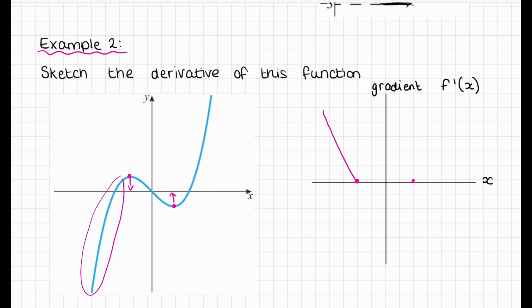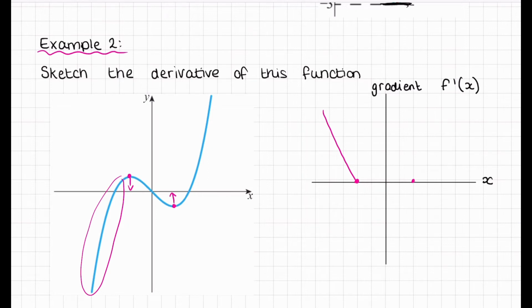And if we think about this part, the gradient is getting less and less and less as we get to the stationary point, because we know at the stationary point the gradient is 0. So the gradient has to start larger, and the gradient does get less and less as we approach the stationary point, which is why the graph comes down.